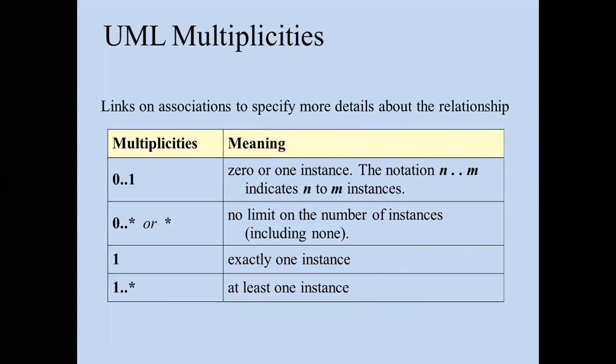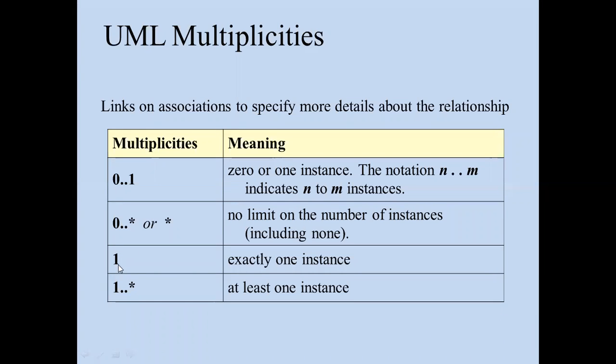Then multiplicities: 0 to 1, 0 to many, exactly 1, or 1 to many. Here you can see 0 to 1, meaning 0 or 1 instance. Here you can see 0 to star, meaning there is no limit for instances. Here exactly 1. If you mention 1 as a multiplicity, that means exactly 1 instance. Here 1 to many means at least 1 instance should be present.